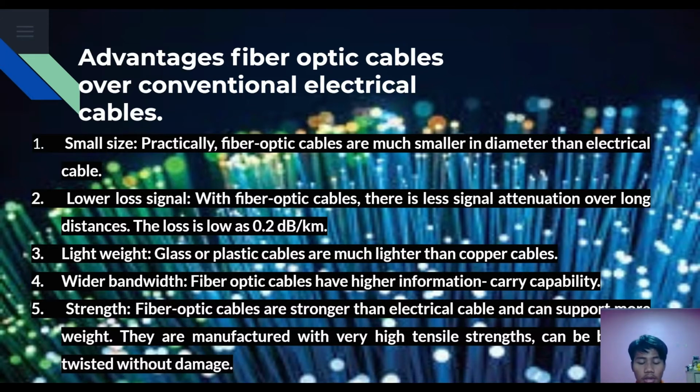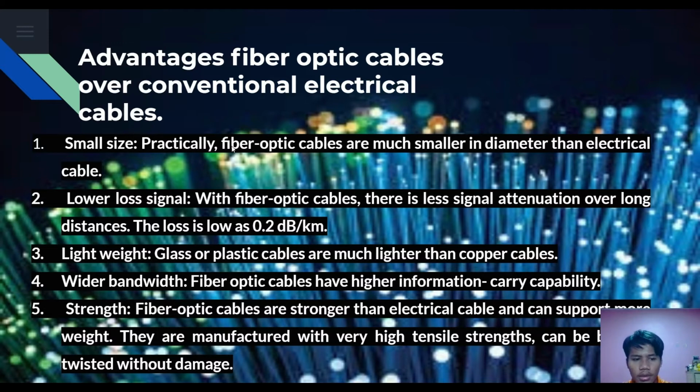So the advantage is that more can be contained in a small size. For the second one, the power loss is lower than conventional electrical cables, which is copper cable. Fiber optic cables have less signal attenuation over long distances. The loss is about 0.2 decibel per kilometer.